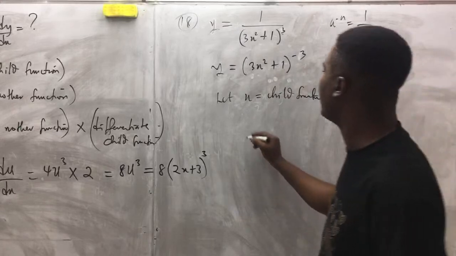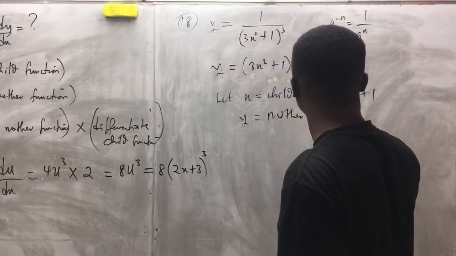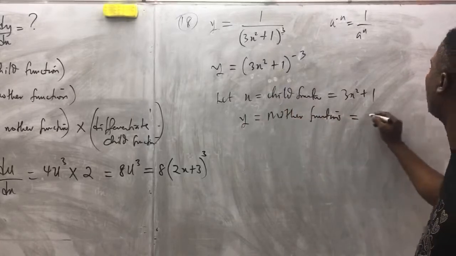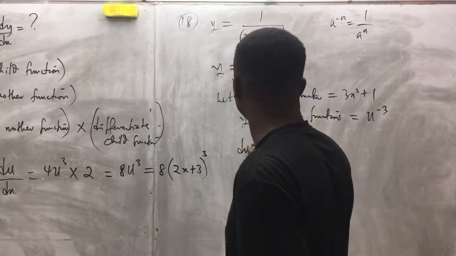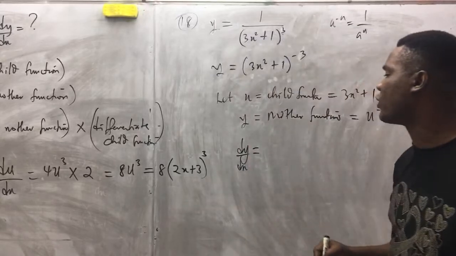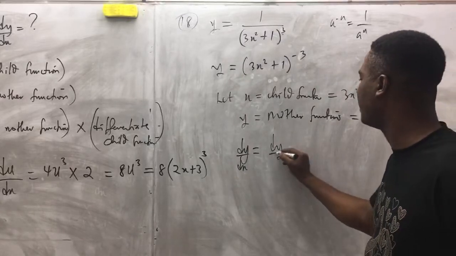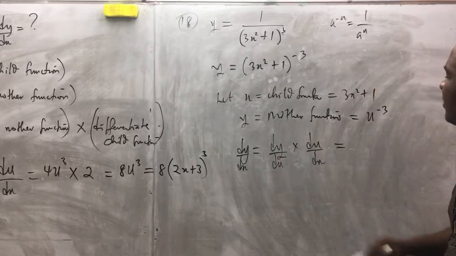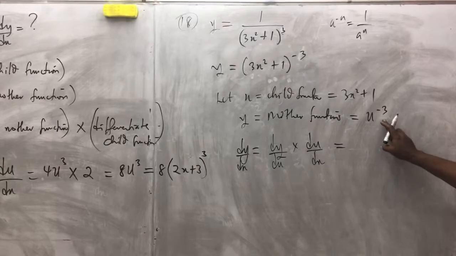So it now means that y, which is my mother function, will be equal to u raised to power minus 3. According to the chain rule of differentiation for two functions, if the child function is called u and the mother function is called y, then dy/dx will be dy/du times du/dx. And differentiating y with respect to u means differentiating our mother function, and our mother function is u raised to power minus 3.